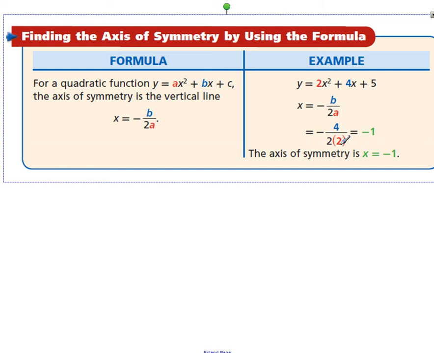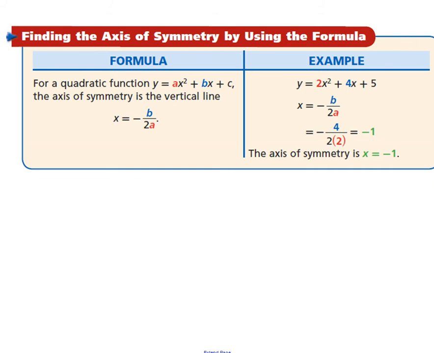So if they don't give you the graph, this becomes a little bit more complicated. So you could find the zeros, and that might be fun. Or you could use this handy little formula that says x equals -b over 2a.